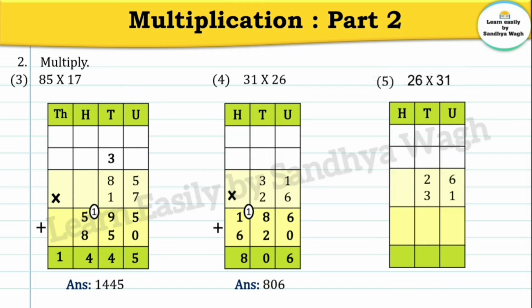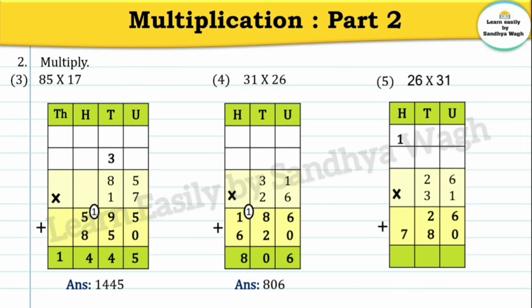Now 26 multiplied by 31. 1 6 is 6. 1 2 is 2. Let's write 0 in the units place. And 3 6s are 18. So we will write 8 over here in the tens place and 1 will go as a carry over in the hundreds place. Now 3 2s are 6. 6 plus 1, 7. Let's add 26 and 780.